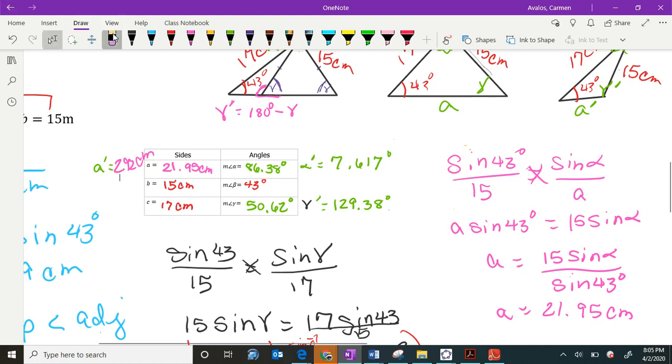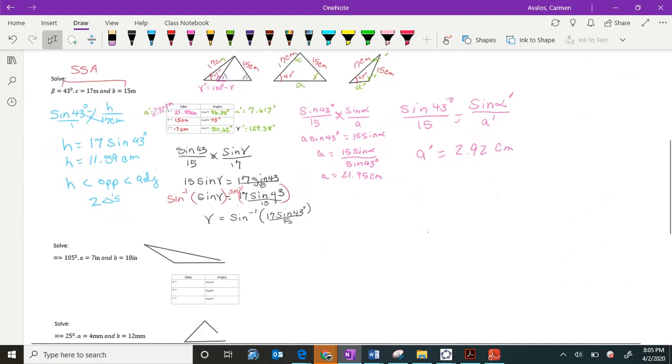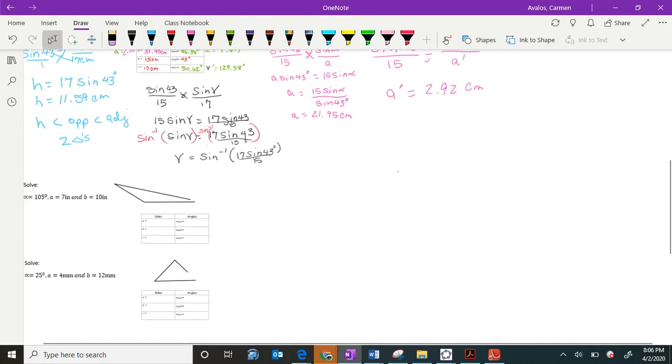That really doesn't show very well. Let's write it one more time. 2.92 centimeters. And that's how we solve the ambiguous case with two triangles. That is a lot of work. All right, but what happens in the other cases?